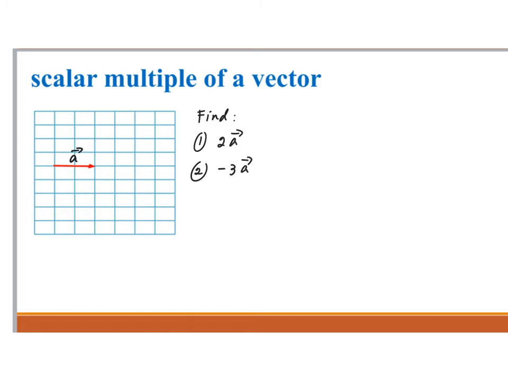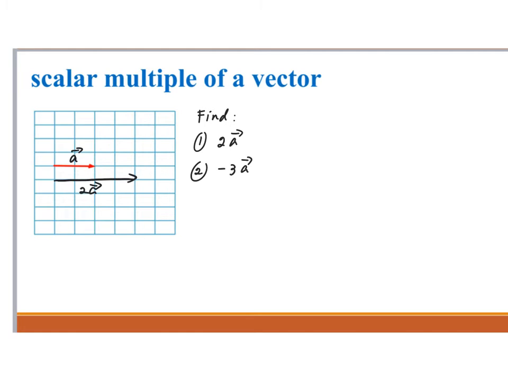Vector 2A will just be a vector that is 2 times the length of A and in the same direction as A. So if that's our vector A, then 2A, the length of A in this case is 2, so 2A will just be 4, and then it will be in the same direction. So this is vector 2A.